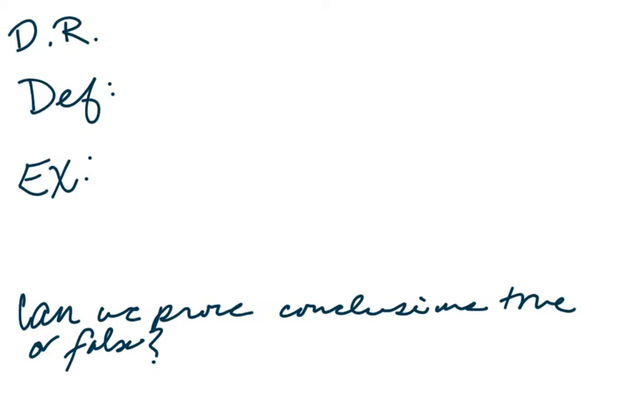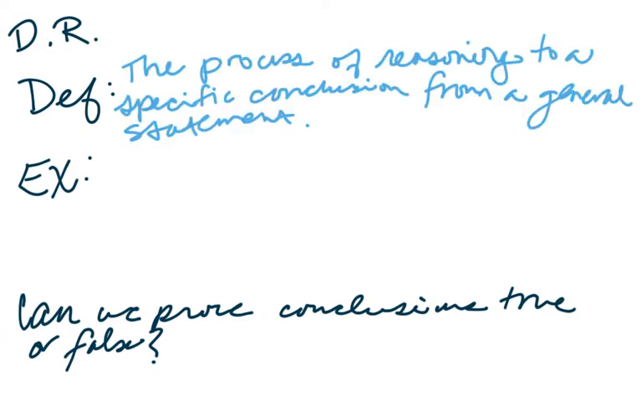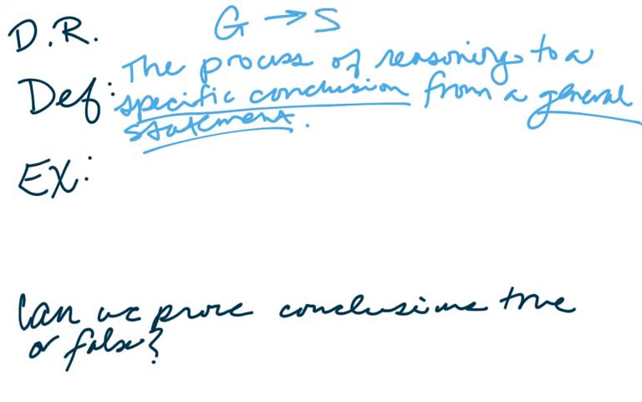Deductive reasoning is the process of reasoning to a specific conclusion from a general statement. So with deductive reasoning, we're going from a general statement to a specific conclusion. An example of deductive reasoning would be if I were to say all organisms are made of cells.